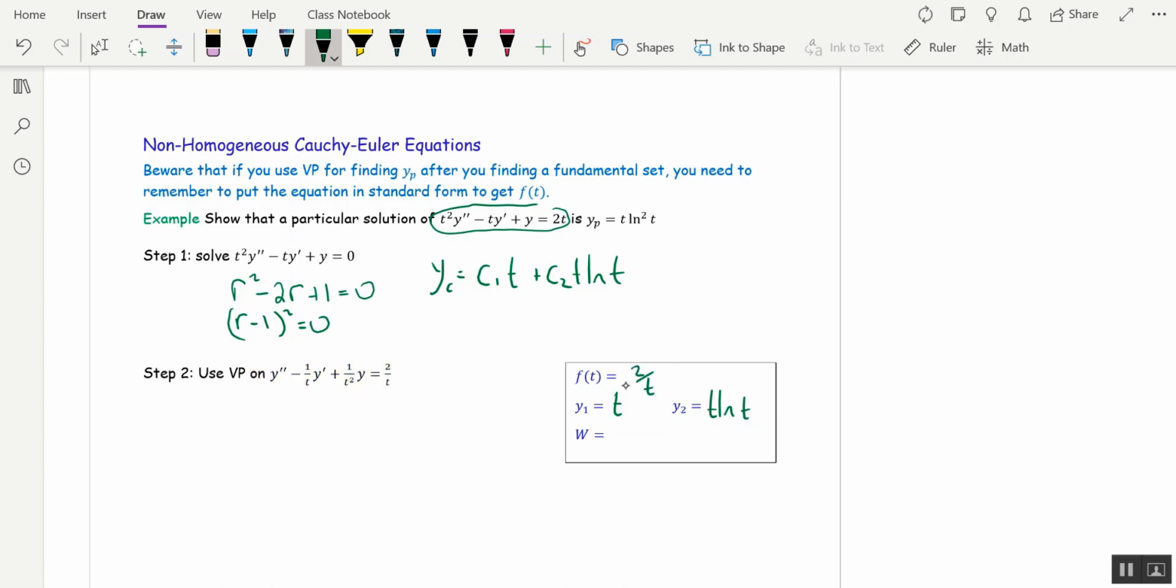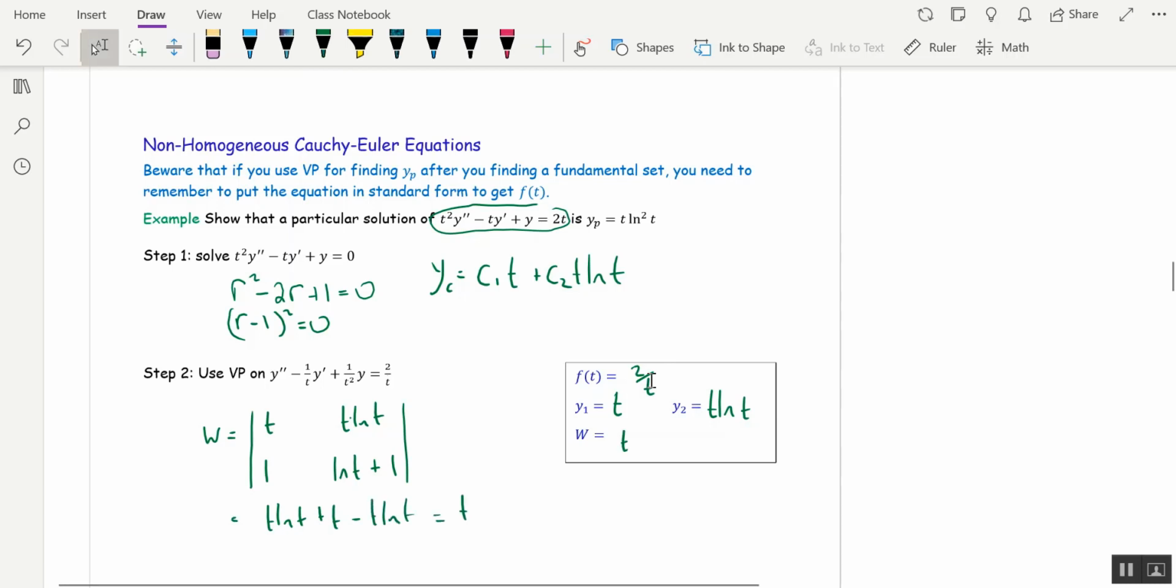All right, and now we need our w. So w is the Wronskian. t and t ln t go on the top. 1, and then the derivative of this, I have to use the product rule, ln t plus 1. So that's t ln t plus t minus t ln t, which is t. So my Wronskian is t.